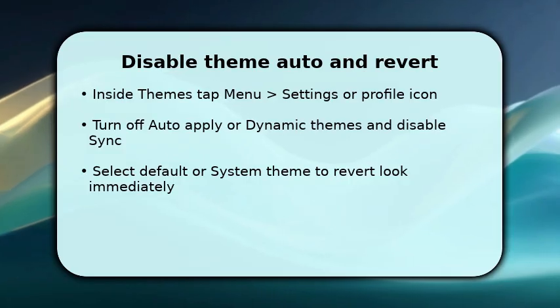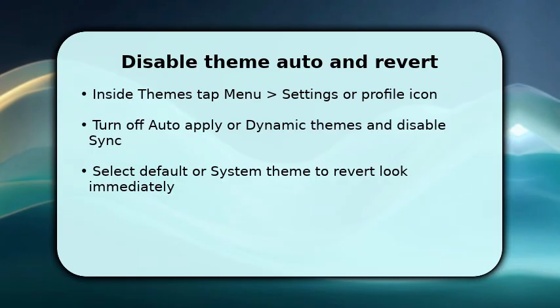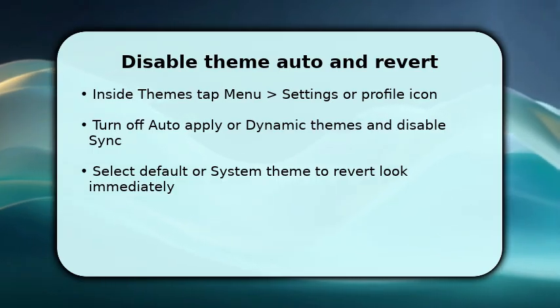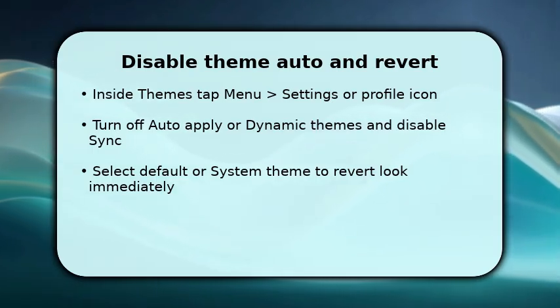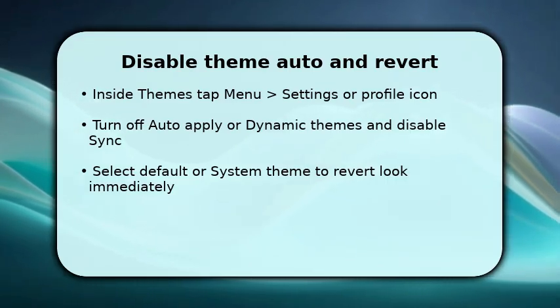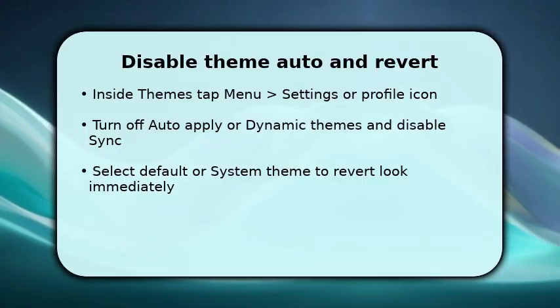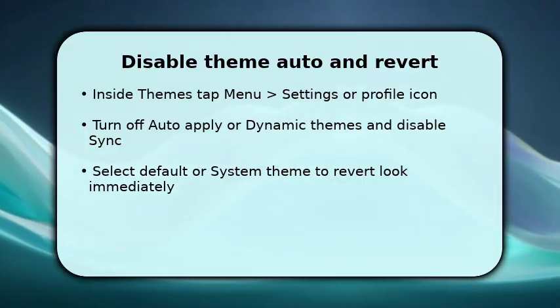Once inside, switch off Auto Apply, Dynamic Themes, or similar toggles, and also disable Sync so changes don't reapply from your Samsung account. After disabling, go back to My Stuff or Wallpapers and choose Default, System, or a stock theme to revert appearance immediately. This ensures icons, wallpaper, and lock screen return.